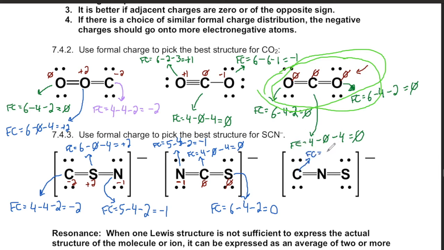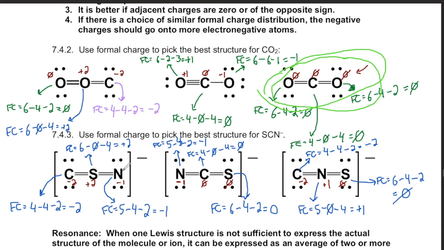So this last one is pretty much the same as this first structure for the carbon. We have 4 valence, 4 lone pair electrons, and 2 bonds, so that's a -2 charge again, just like it was over here. For this nitrogen, we have 5 valence electrons, 0 lone pairs, and 4 bonds for a +1. And then for the sulfur, we have 6 valence electrons, 4 lone pair, and 2 bonds. So we have a 0 there. So we have formal charges of -2, +1, and 0.